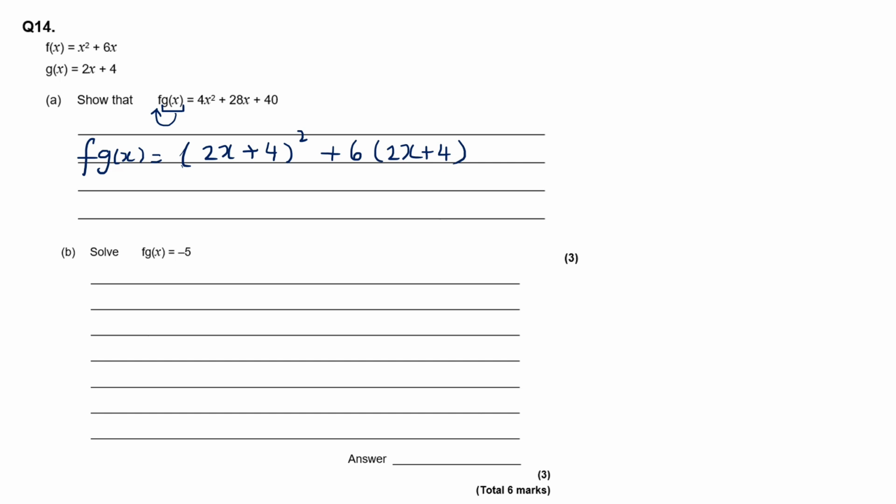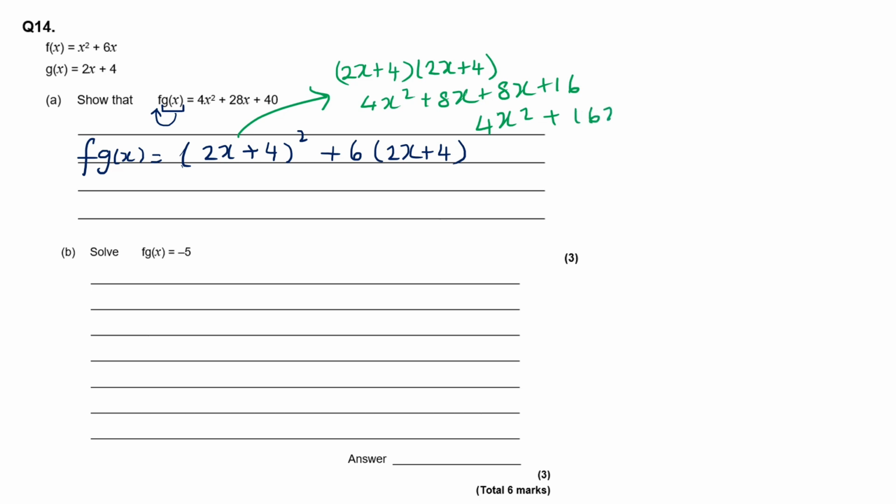So (2x + 4) squared is the same thing as (2x + 4)(2x + 4). We can expand this, and that gives us 4x squared plus 8x plus 8x plus 16. We collect the like terms, and that is 4x squared plus 16x plus 16. So we can write it under here.